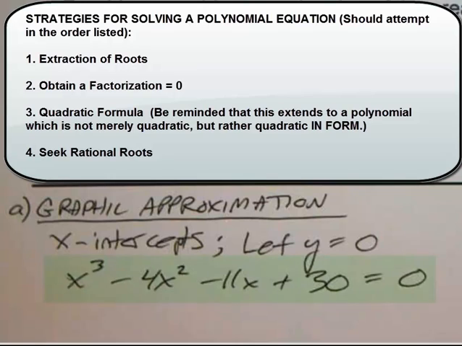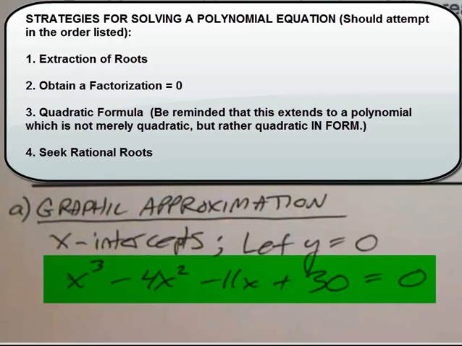So what about the present equation? Well, extraction of roots is nowhere in sight. How about obtaining a factorization equal to 0? That is a general cubic expression on the left there. It appears that factor by grouping might be a starting point here. Factor by grouping makes some people rather uneasy because it is a bit of an art and not everybody succeeds with it. However, when it works, it's fast.